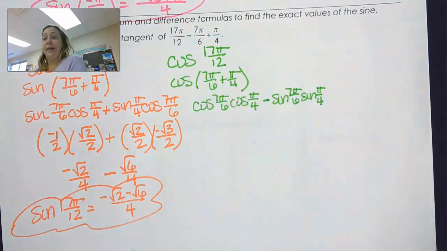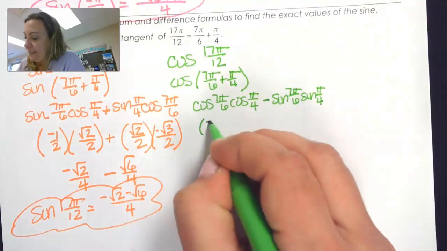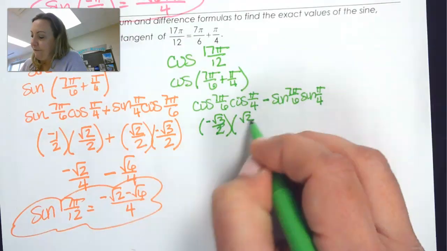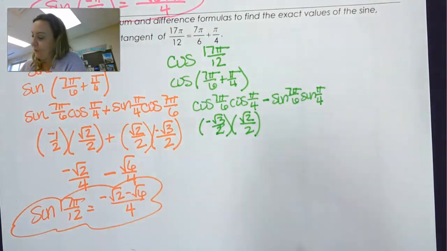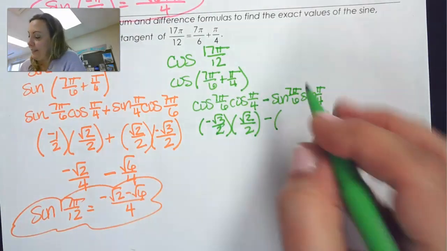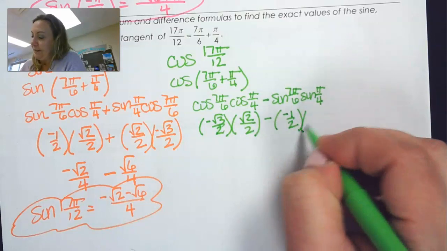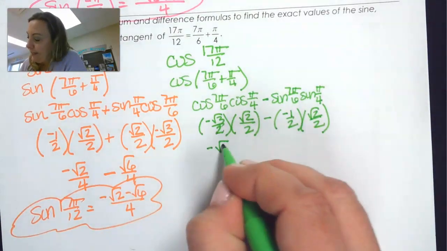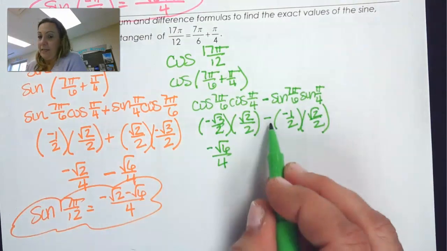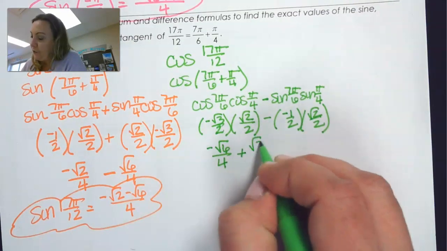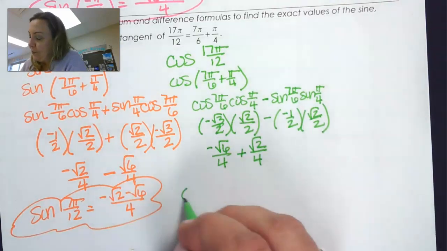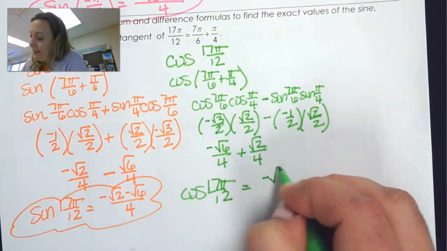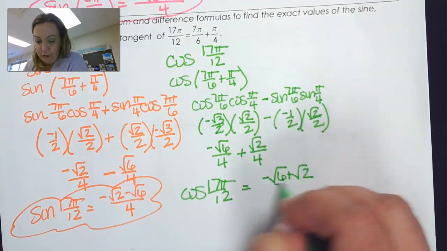And then again, we evaluate. The cosine of 7 pi 6 is negative root 3 over 2. Cosine of pi fourths is root 2 over 2. Sine of 7 pi 6 would be negative 1/2. Sine of pi fourths is root 2 over 2. So I end up with negative root 6 over 4, plus root 2 over 4. And so we'll say that the cosine of 17 pi twelfths is negative root 6 plus root 2 over 4.